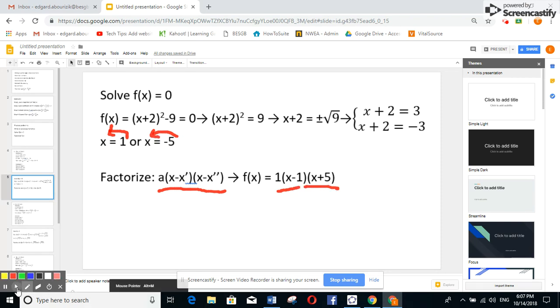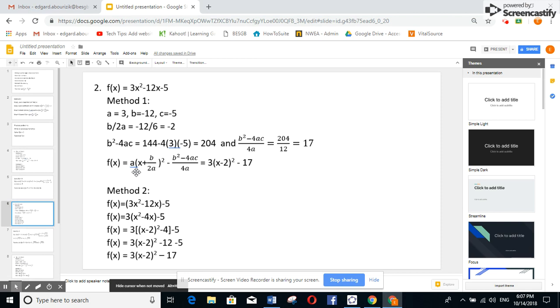Let us take another example. Here a is 3, b is minus 12, c is minus 3. If you do b over 2a, minus 12 over 6, so minus 2. b squared, minus 12 squared, is 144, minus 4ac, 3 times minus 5, you have this number. If you divide it by 4a, which is 12, you're going to get 17. So if you replace here b over 2a, which is minus 2, and this whole expression is 17, this is my canonical form or perfect square.